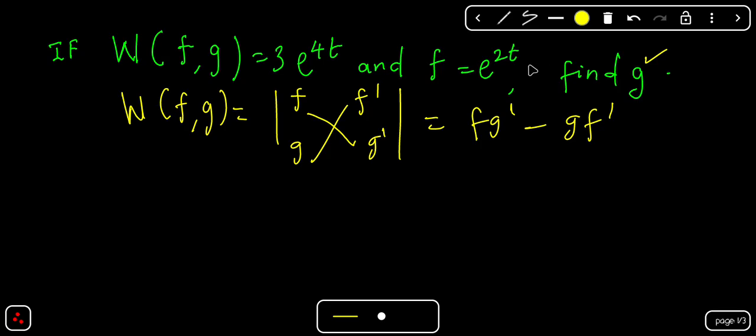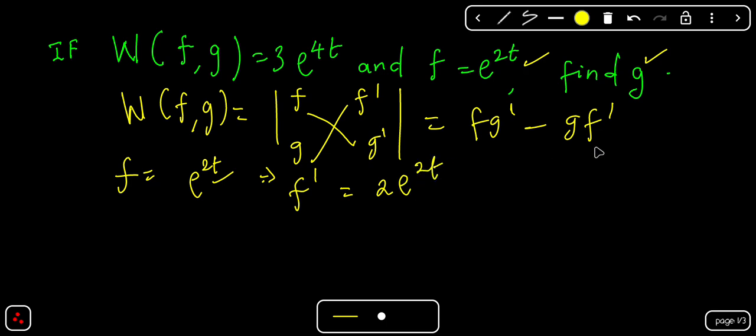Given that f is e raised to the power of 2t, what will be f prime? f prime will be equal to the derivative of e raised to the power of 2t. If we differentiate this with respect to t, we are going to get 2 multiplied by e raised to the power of 2t. So that is f prime. Let's substitute f and f prime into these results.